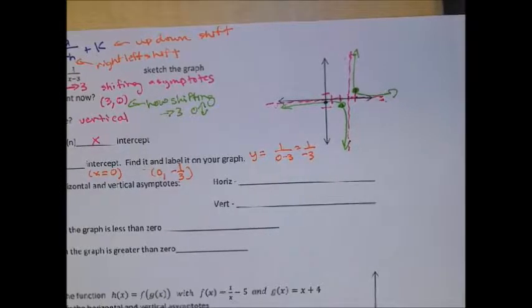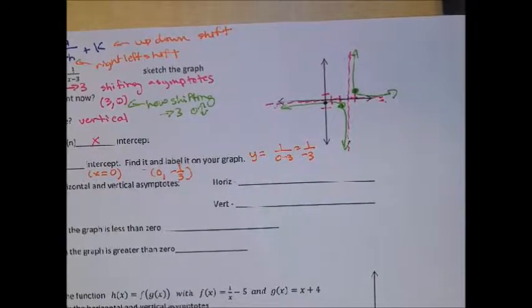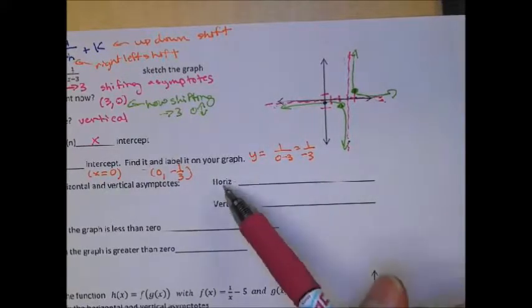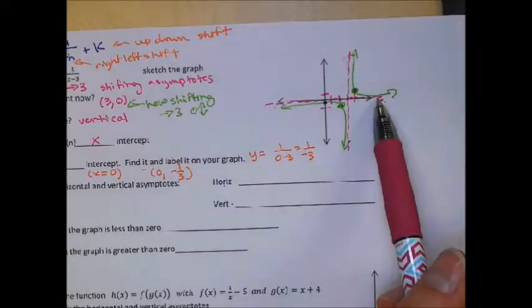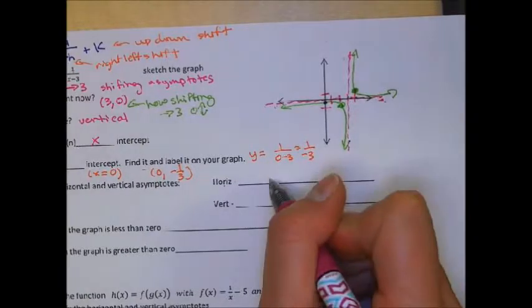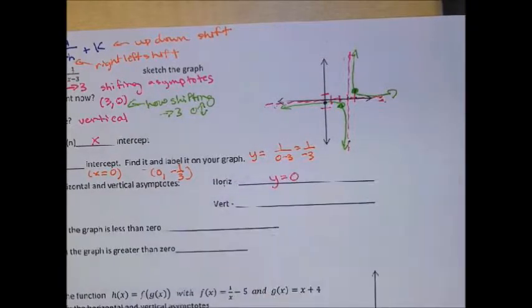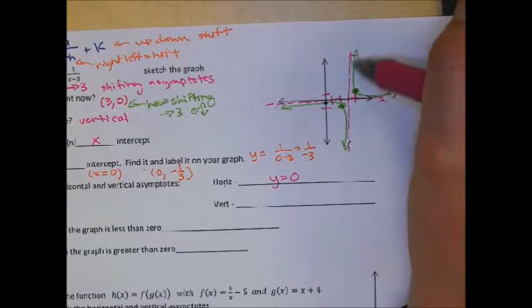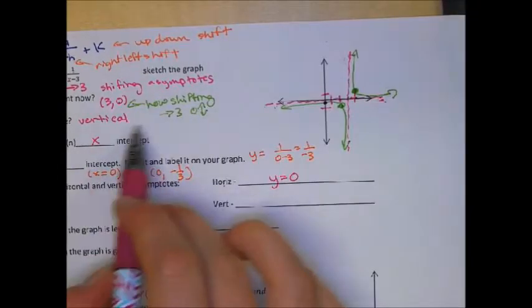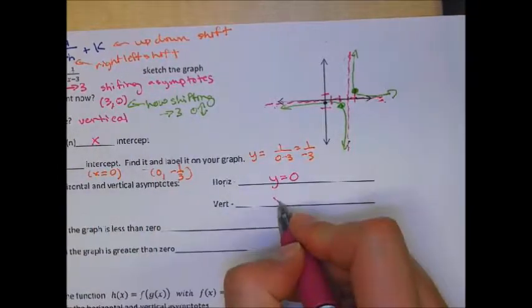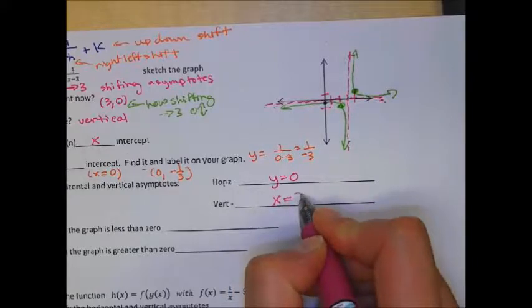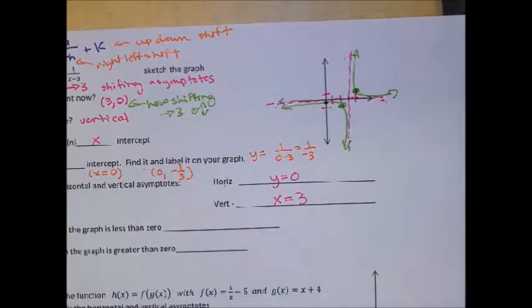Let's go ahead and read through the question. State the equations of the horizontal and vertical asymptotes. Well, our horizontal one didn't move, so that's still y equals 0. Our vertical one shifted right 3, so that's going to be x equals, it looks like it's going through 3.